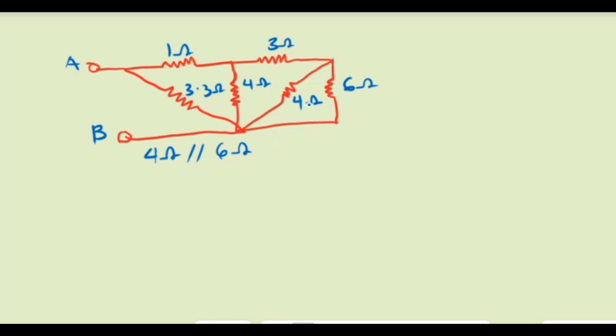For that reason, we simplify these two and this becomes 4 times 6 over 4 plus 6, and that is giving us 24 all over 10, which is also equal to 2.4.